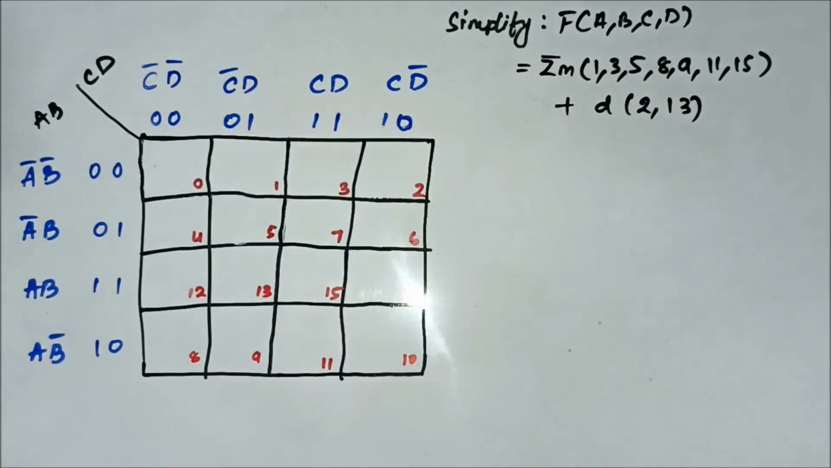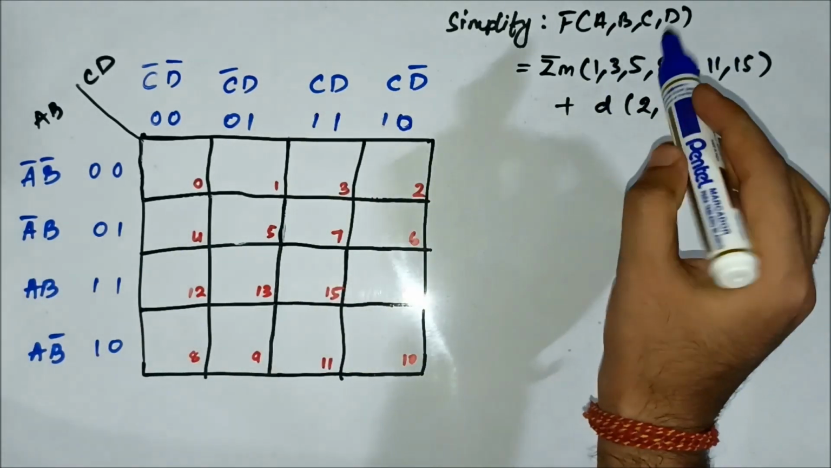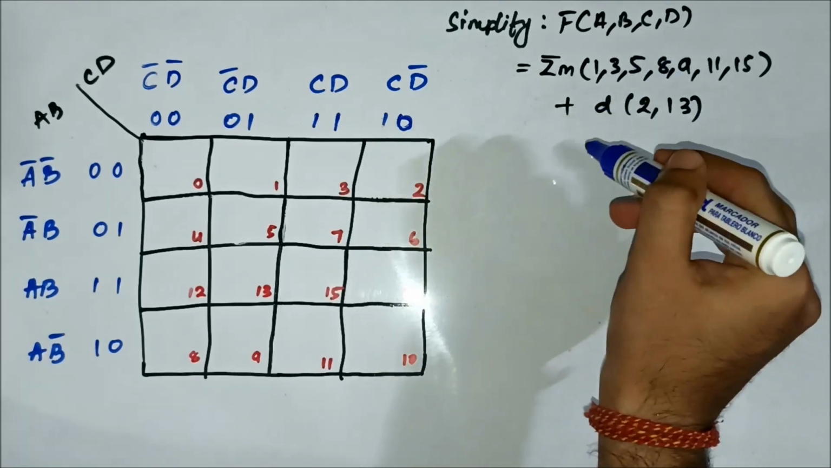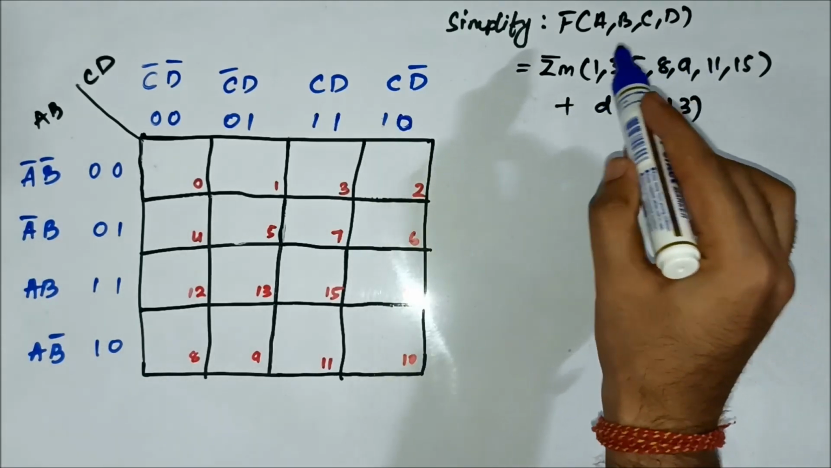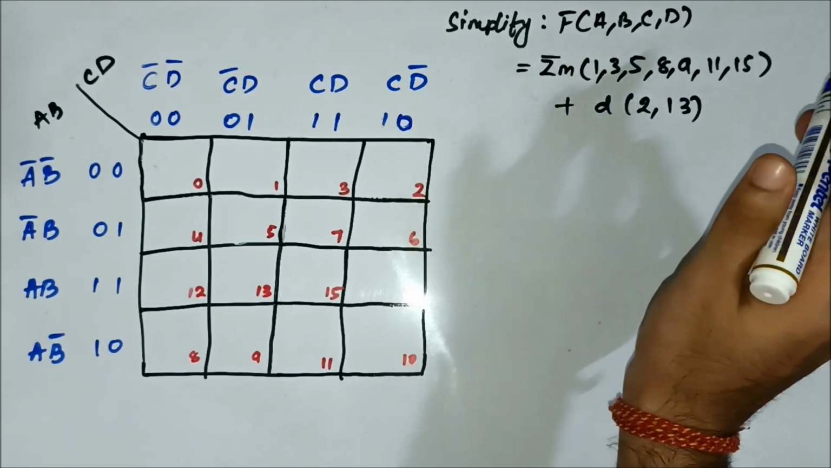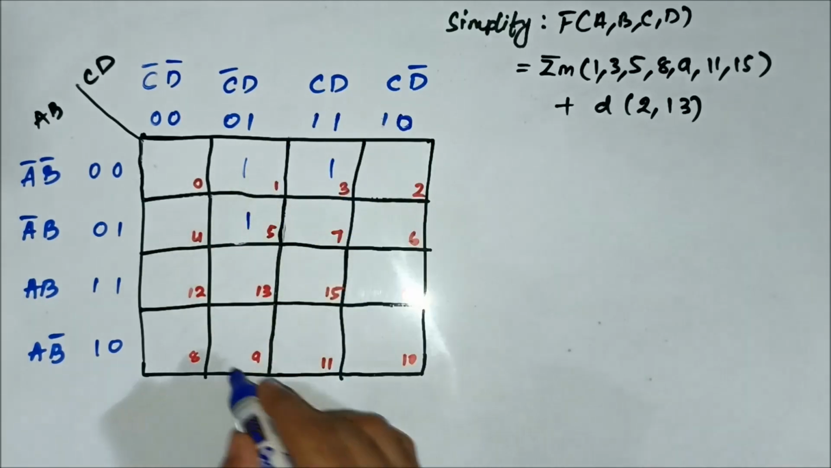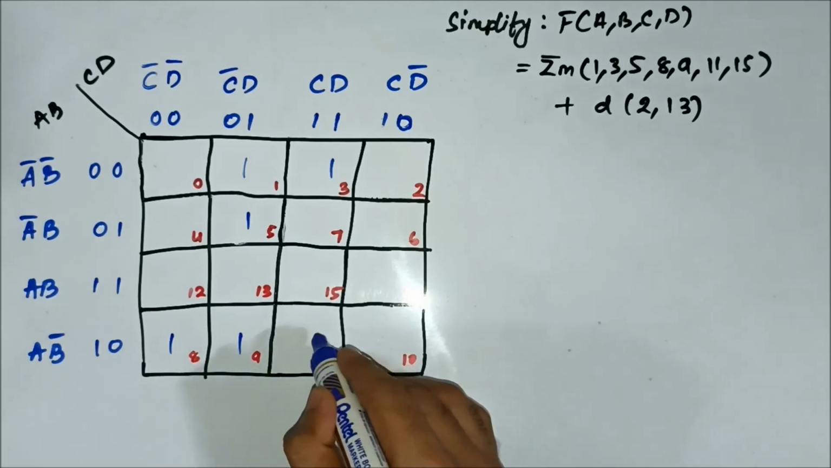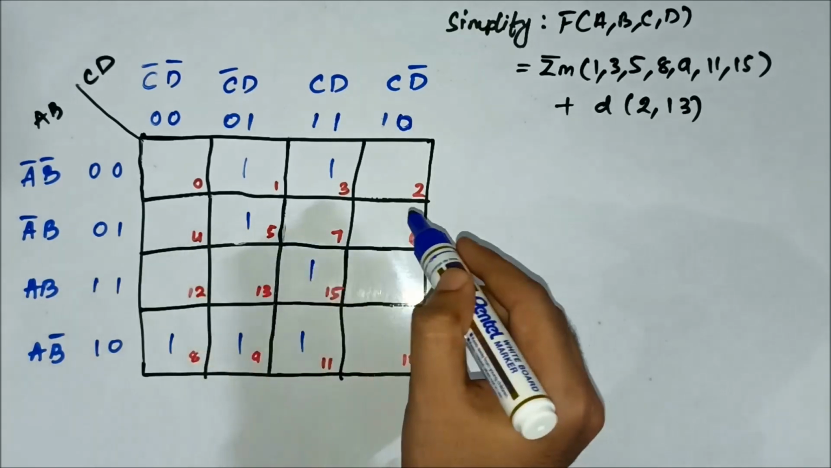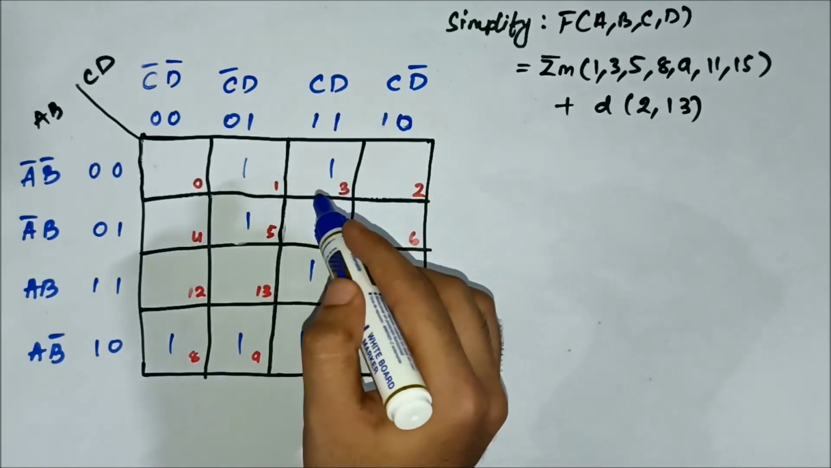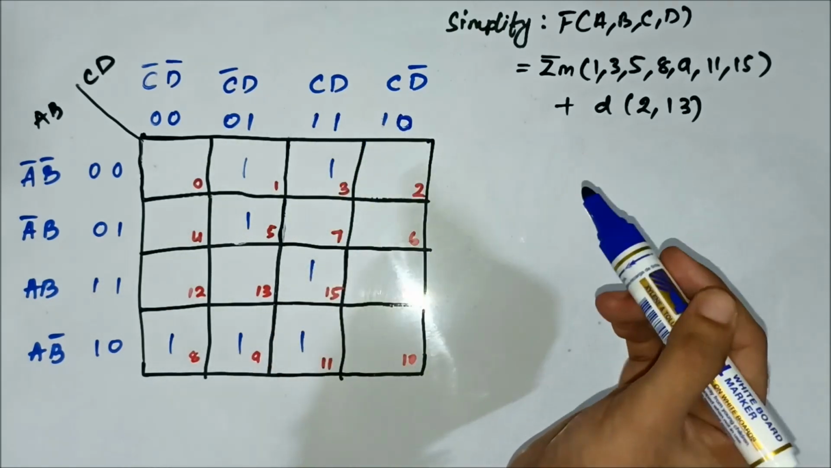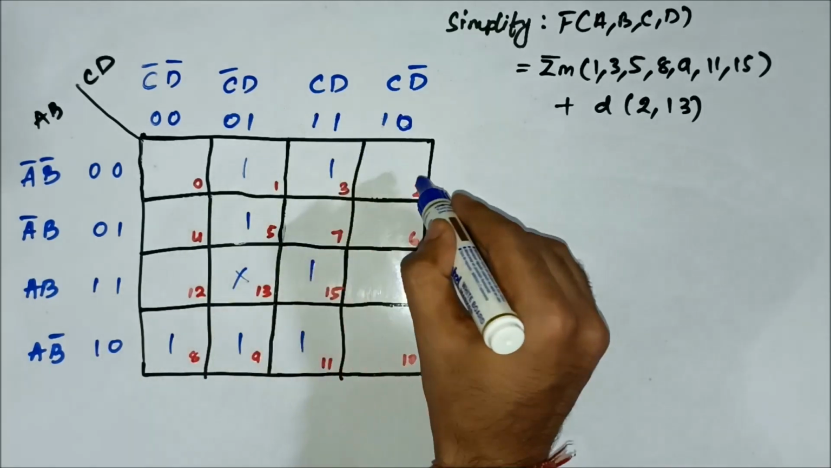So here we have another question on 4 variable don't care condition SOP K-map simplification. We have the Boolean expression given in terms of the min term values and the don't care values. So we'll mark the min term values as 1, which is 1, 3, 5, 8, 9, 11 and 15, and the don't care values as x, so 13 and 2.